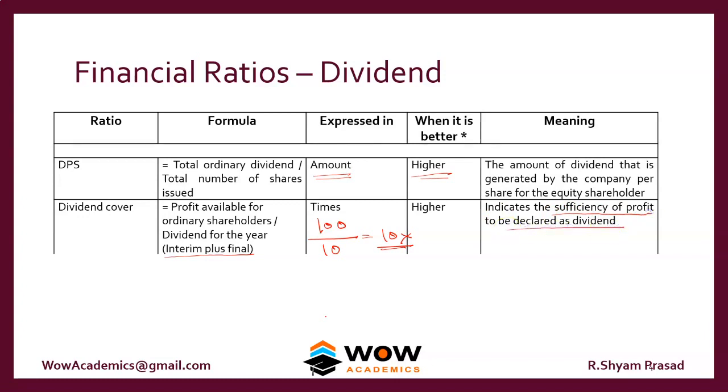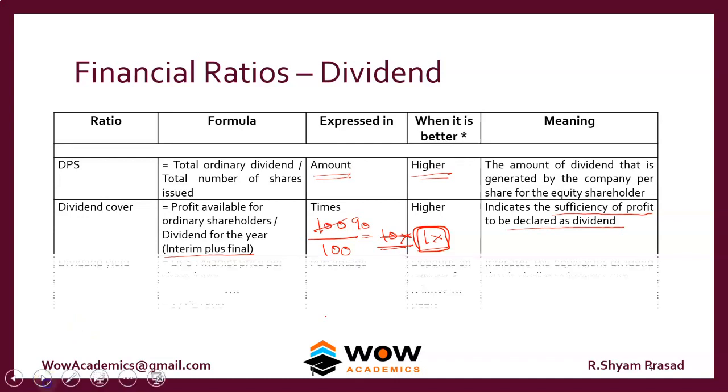Assume the company usually declares 100 as dividend and the company has 100 as profit. In that case, it comes to 1x. It means that the company is in a very tight position to declare dividend, because even if the profit is going to fall to 90, then it won't be sufficient to pay the dividend. So the higher the better. So that's how dividend coverage ratio works.